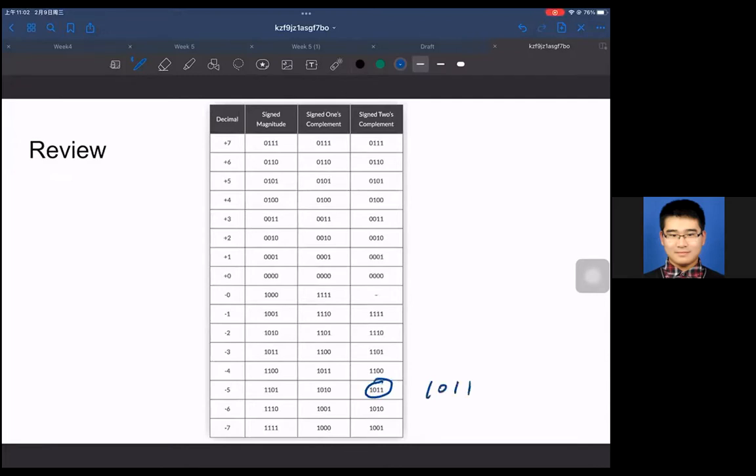So what's the complement of 5? 2's complement of +5. So we just flip all the bits, make it 0, 1, 0, 0, and add 1, 0, 1, 0, 1. That's going to be here. Similarly, let's try 3. So you got 1, 1, 0, 1. Flip all the bits, 0, 0, 1, 0, and add 1. You got 0, 0, 1, 1.